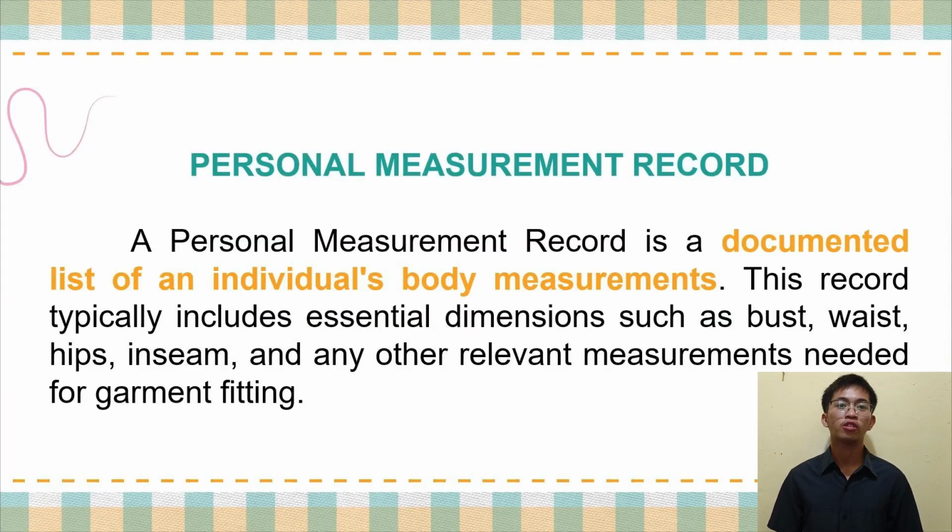Now, let's move on to the personal measurement record. What is a personal measurement record? A personal measurement record is where we document measurements like bust, waist, and hips. It's a reference that ensures accuracy and saves time on future projects.